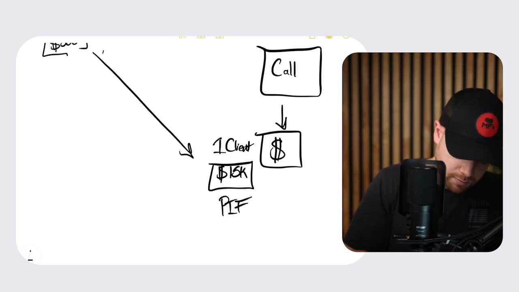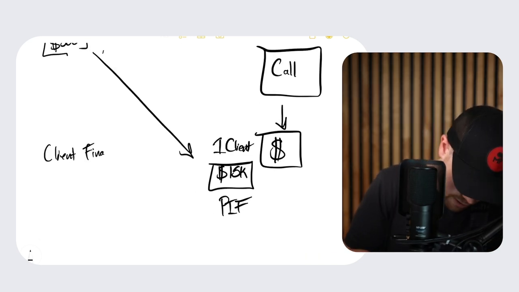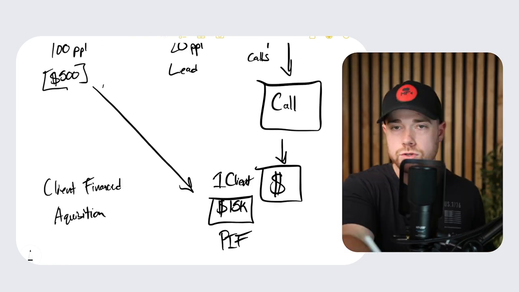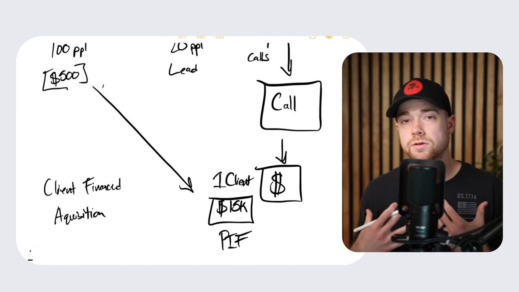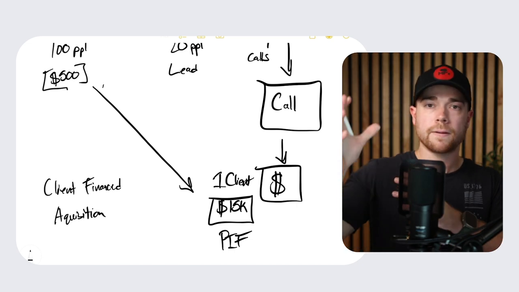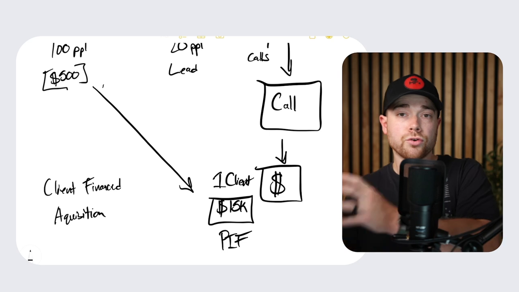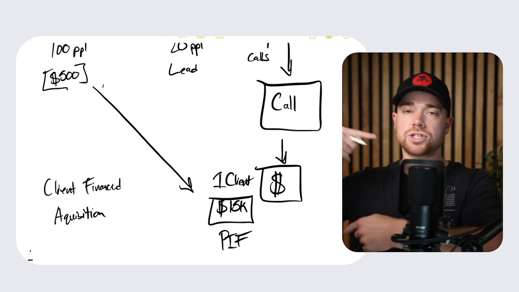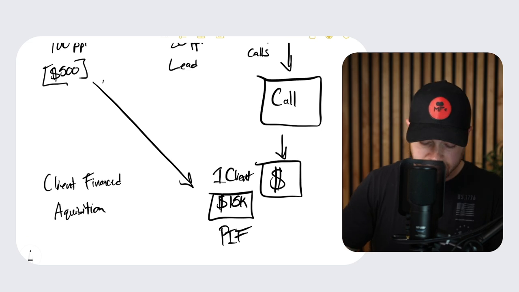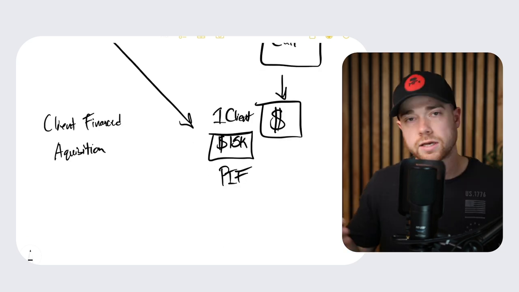And this is where it comes down to client financed acquisition. What this means is, I pay $500 and then I get $15,000 back. Then I take some of that $15,000 and I put that back into ads again. And then I get another client for $15,000. And then I just keep repeating and doing that over and over again to get to wherever I want to be as far as my business.